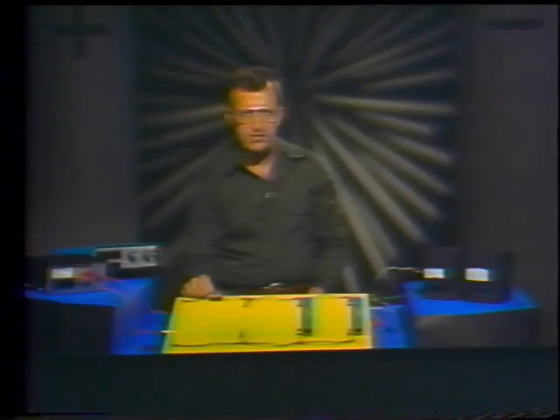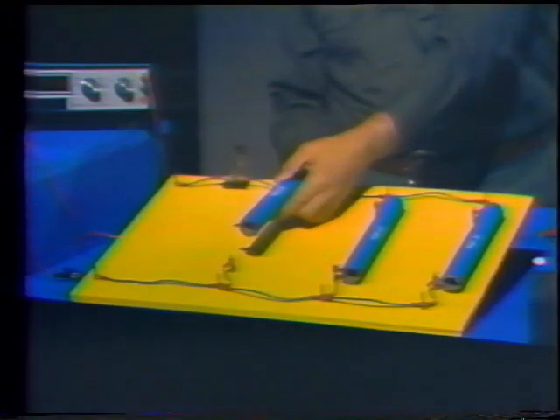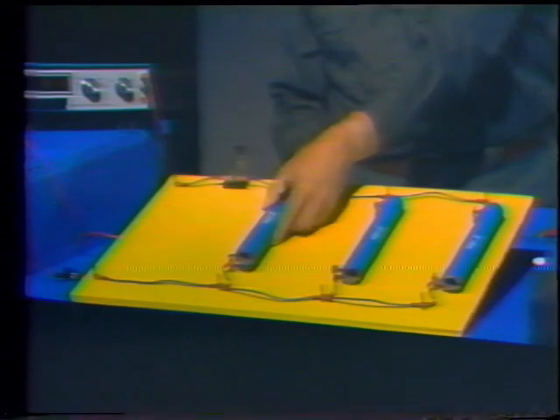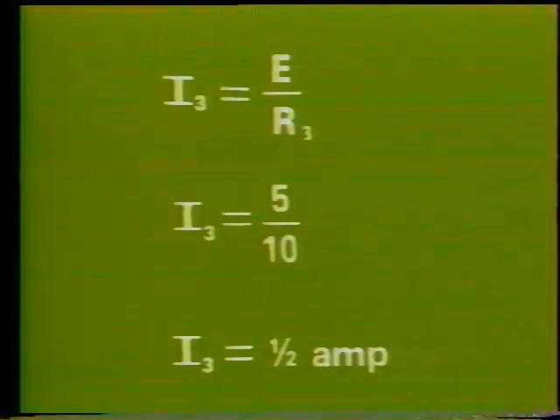Whenever you add another load in a parallel circuit, total resistance goes down, so total current goes up. Let's add another branch to this parallel circuit and see what happens. Okay, the third resistor here has a resistance of 10 ohms, just like R1 and R2. We still have the same source voltage, but we've changed the current flow by adding the third branch. Ohm's law tells us that I3 equals E over R3, so the current in the third branch is 5 volts divided by 10 ohms, or 1/2 amp.